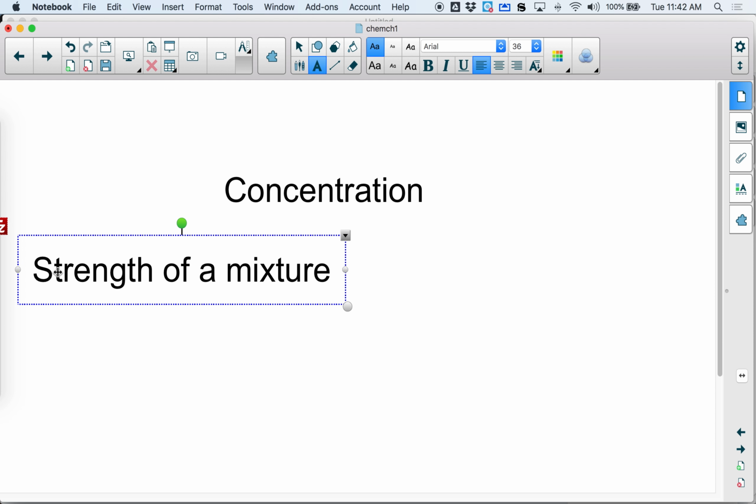Okay, generally in chemistry, 99% of the time when we talk about concentration, we're talking about concentrations of a solution. You can talk about concentrations of suspensions and colloids, but we're going to talk about solutions.